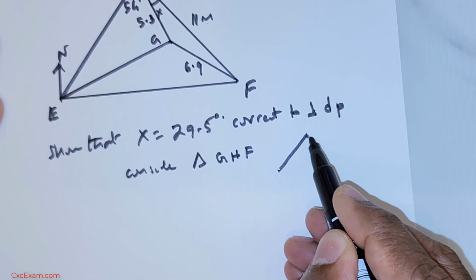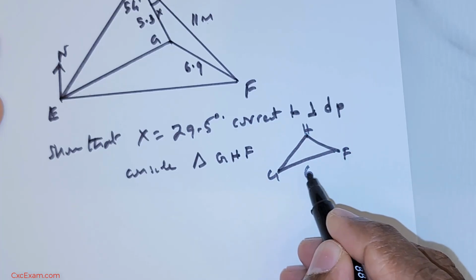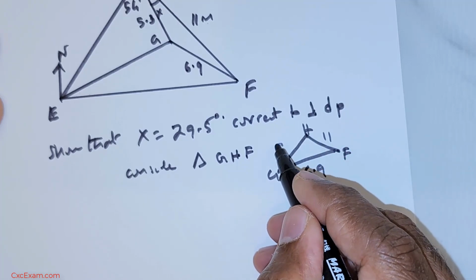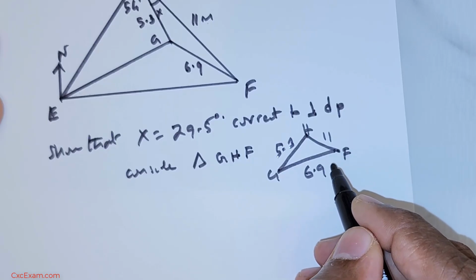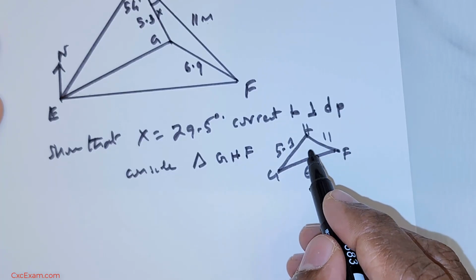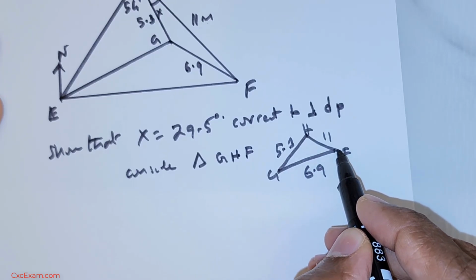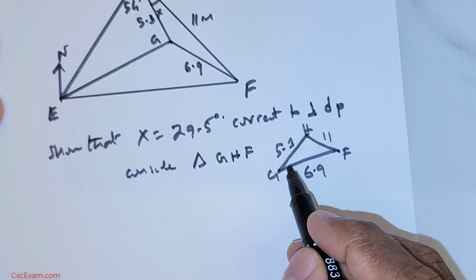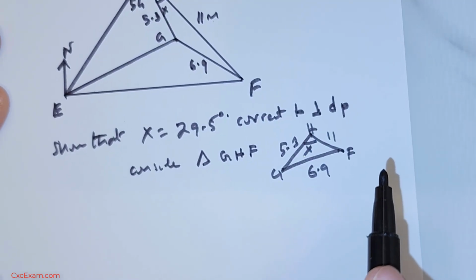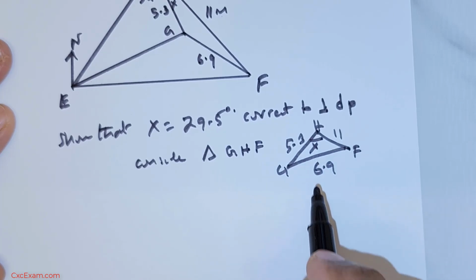Okay, so this is H, this is G, this is F, this is 6.9, this is 11, and this is 5.3, and the angle over here, the angle that is connecting F with H and G with H, this is X. Okay, so we are expected to get this value of X.